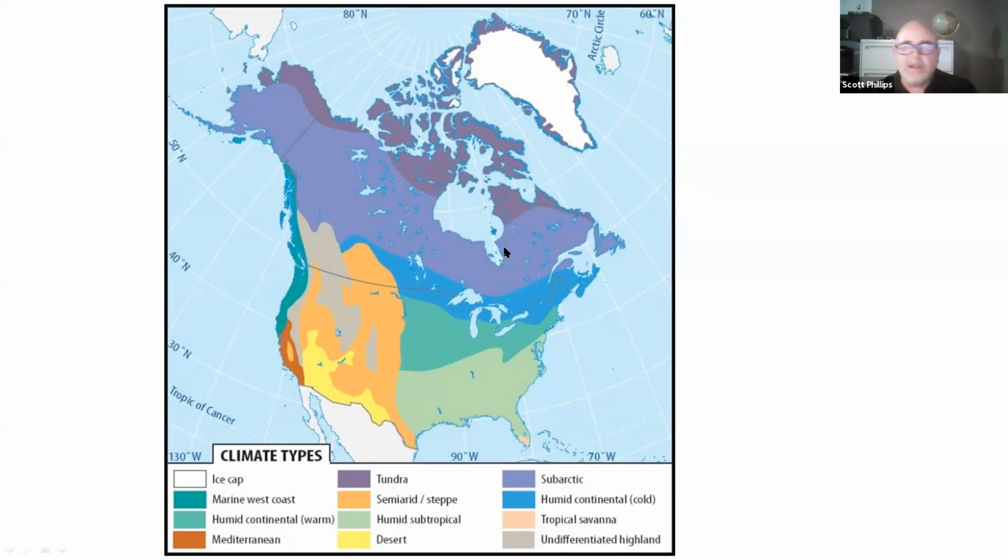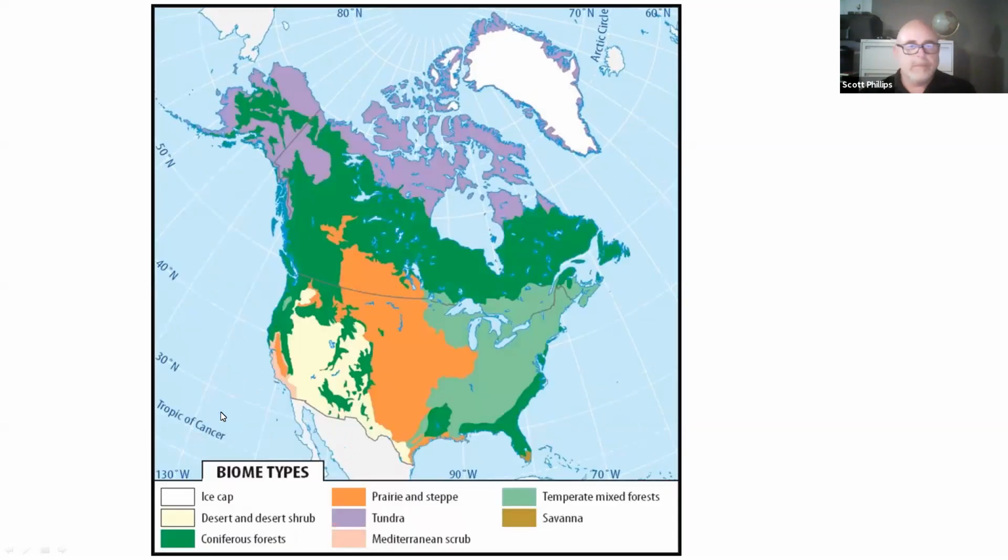This is showing the climate types, and essentially what you have is it's pretty wet down here in the east, can be pretty dry over here in the west, and then really cold up on top, up in Canada. And then something in between down here. And the vegetation patterns are somewhat similar. These are what we call biomes, or the type of vegetation that should occur naturally.